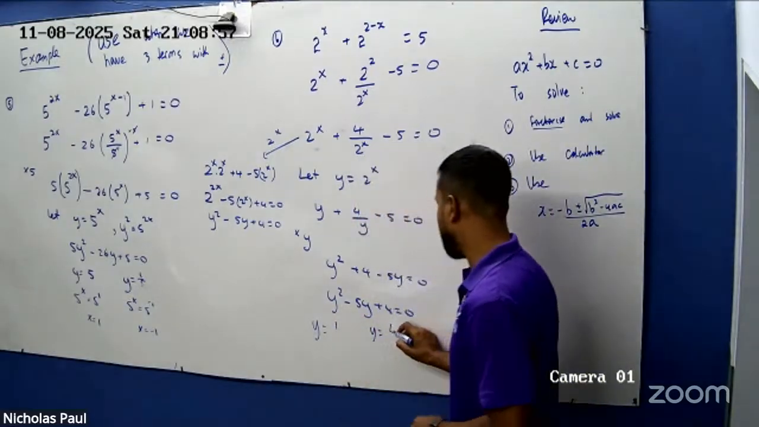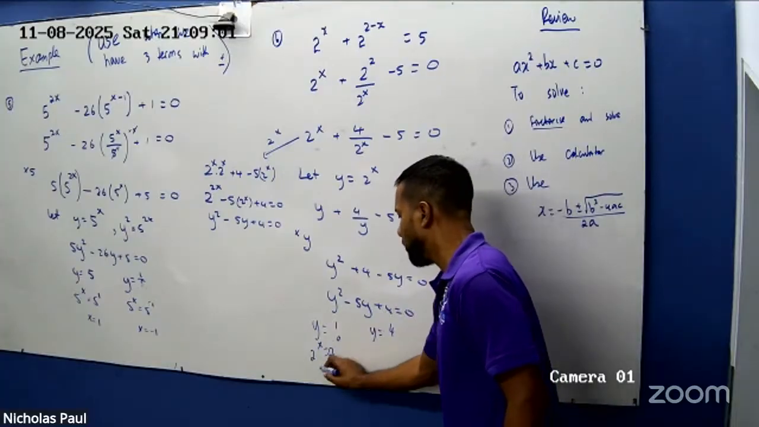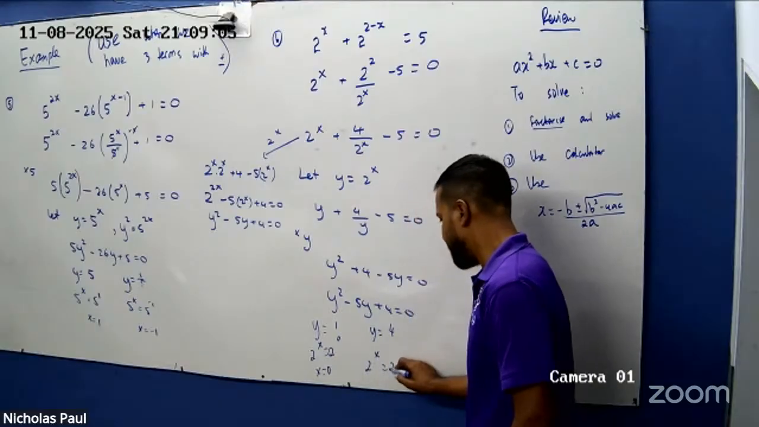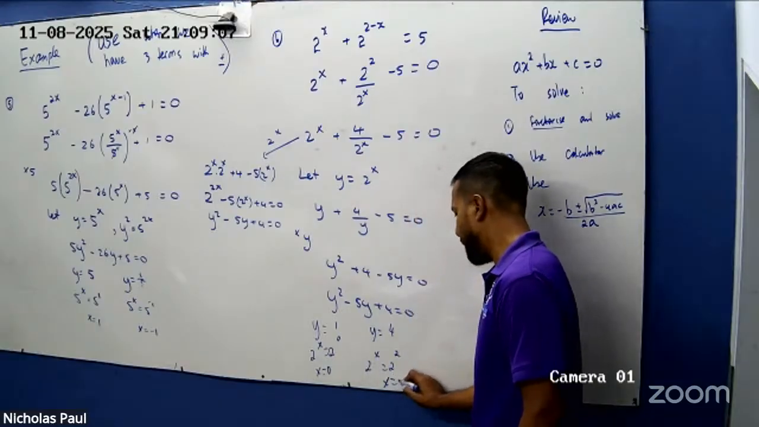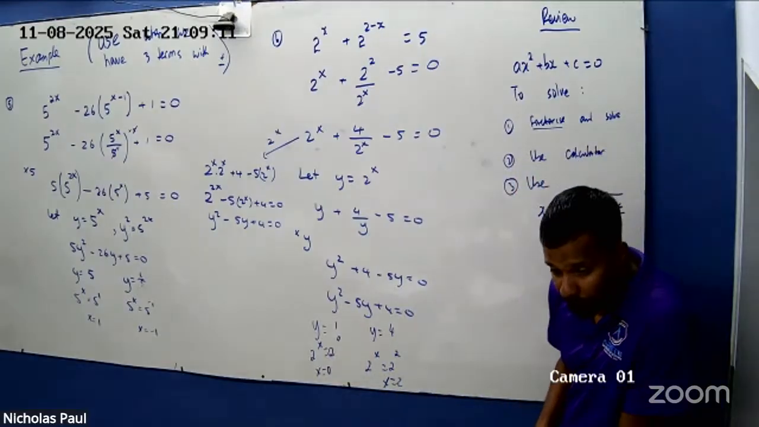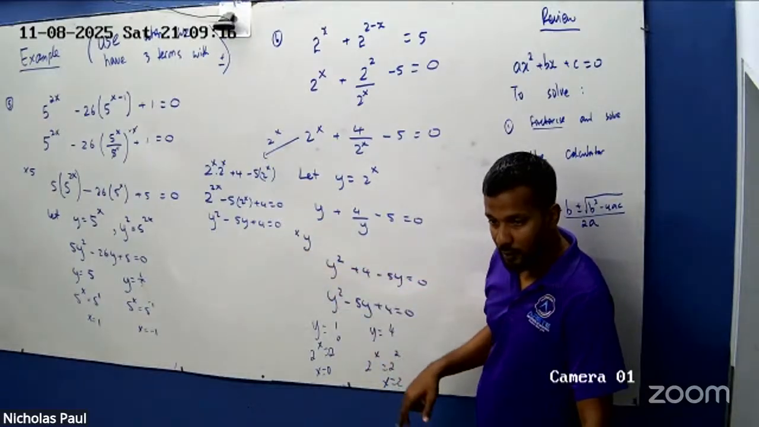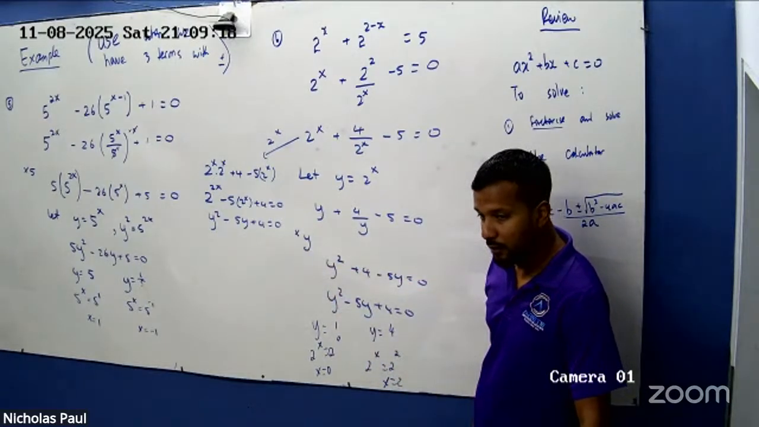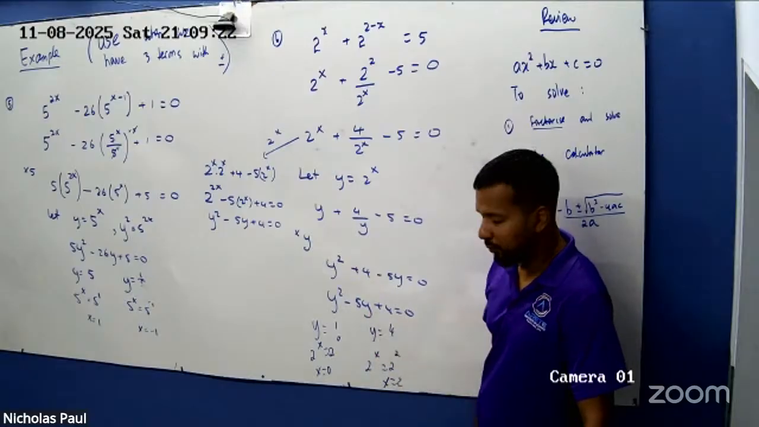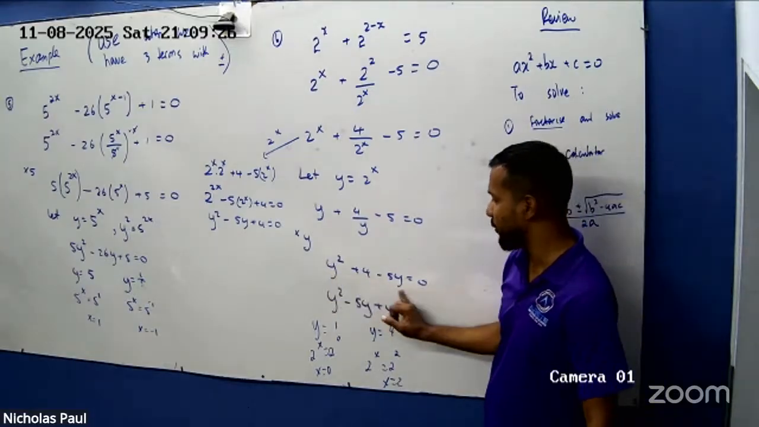4 and 1. So we have 2 to the x is 2 to the 0. X is 0. 2 to the x is 2 squared. X is 2. Same thing. Oh, I mixed up. Do that, right? Always put y squared, y, then the constant.